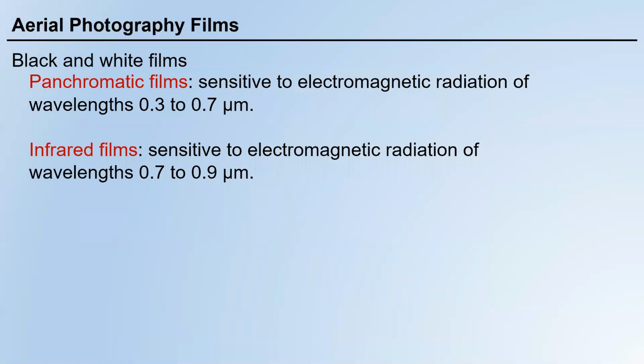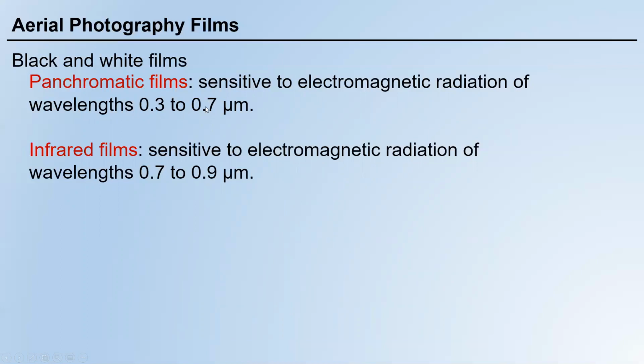Okay, let's talk about these different types of films in detail. For black and white films, panchromatic films are sensitive to EMR of wavelengths between 0.3 and 0.7 micrometers. Okay, that's the range for visible light, right?